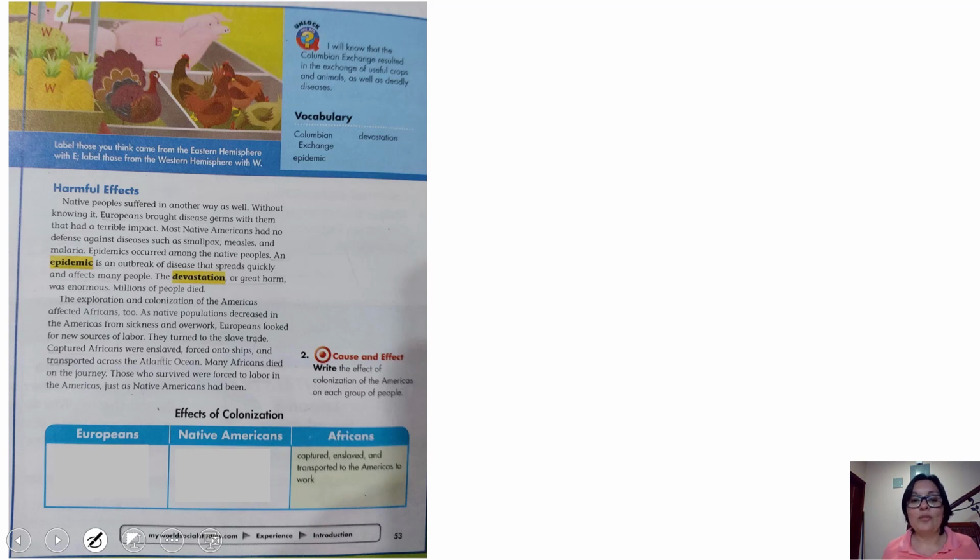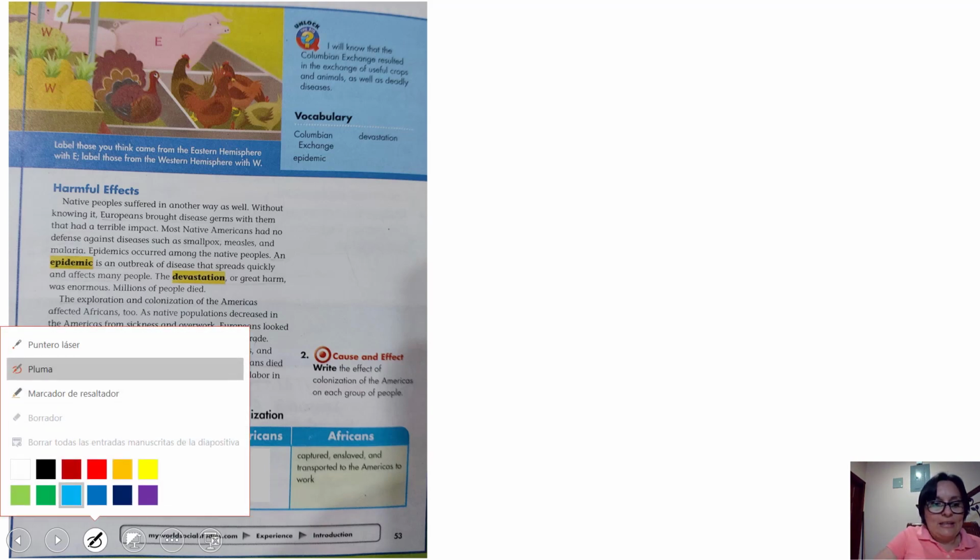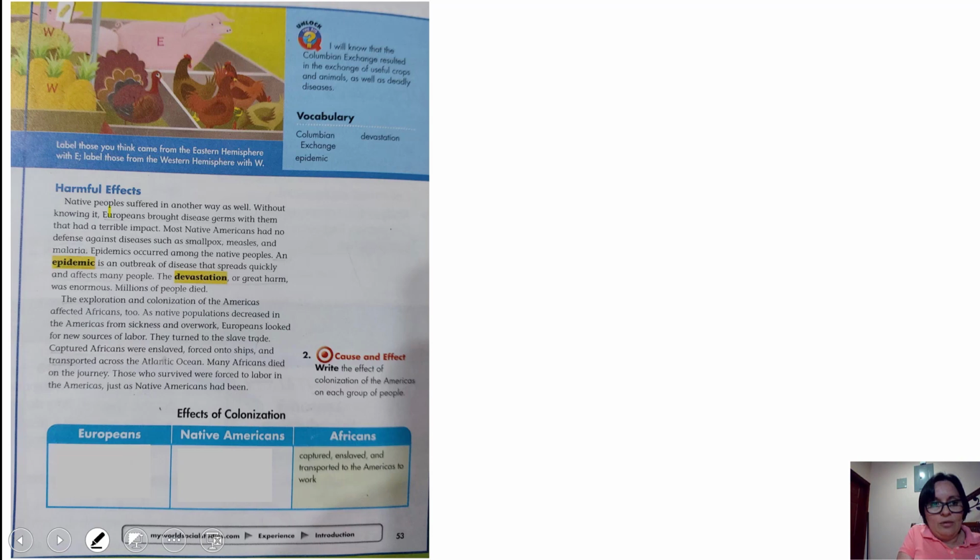Okay, guys, let's move to page 53 only. On page 53, we have the harmful effects or the bad effects for Native Americans. So I want you to underline this. Europeans brought disease germs with them that had a terrible impact on Native Americans.